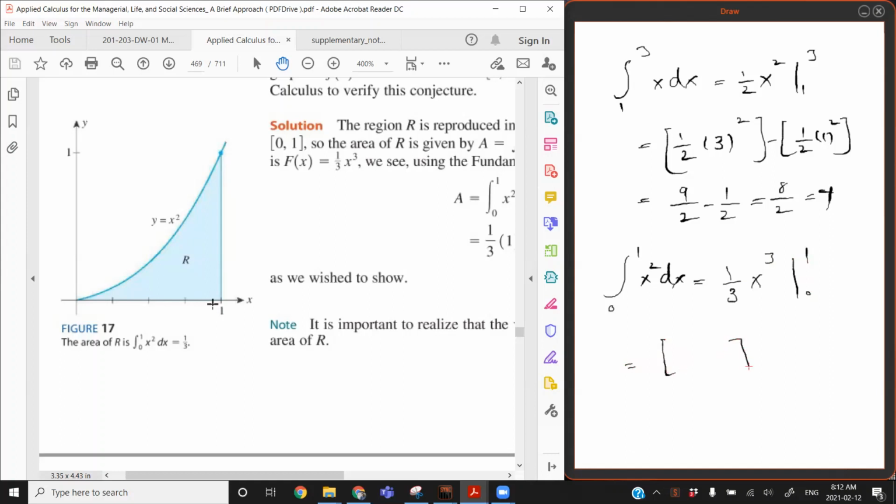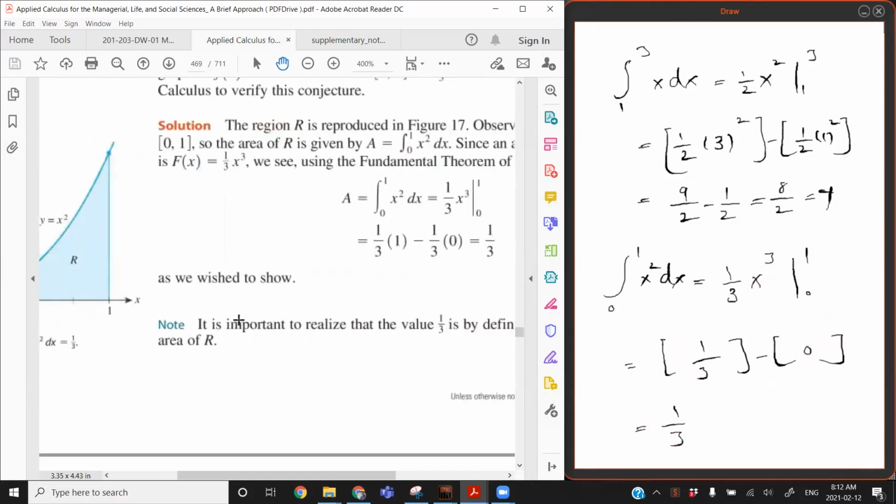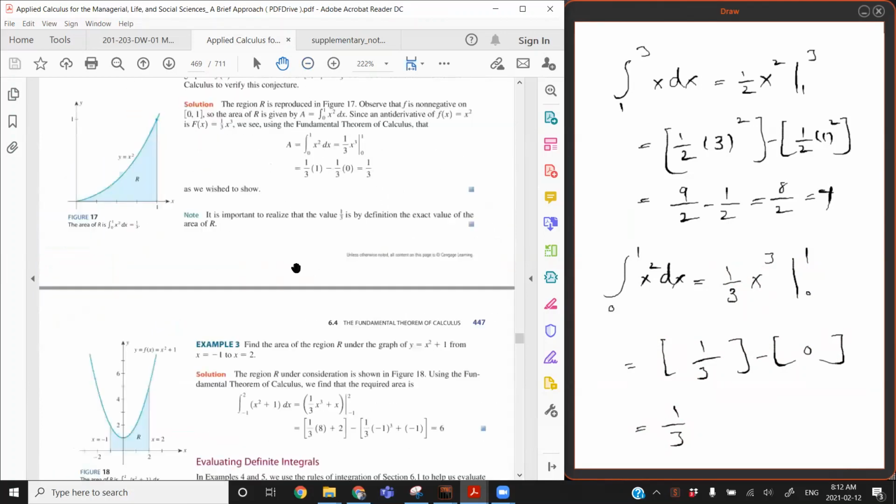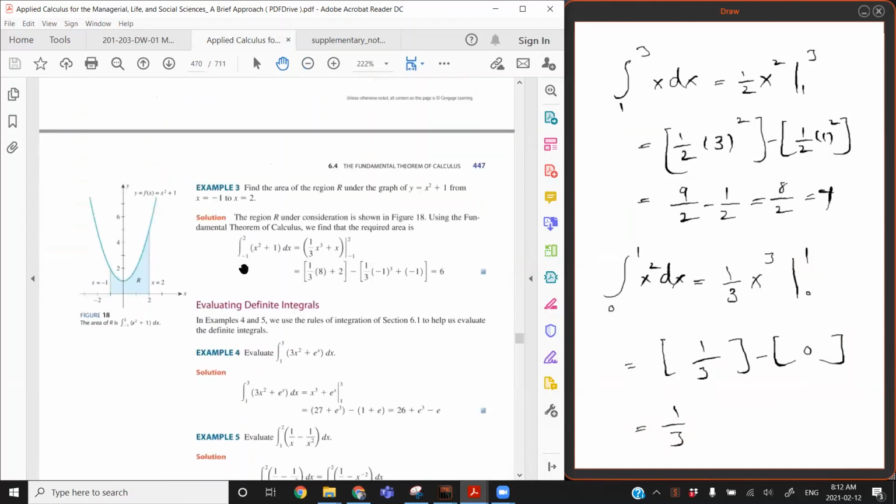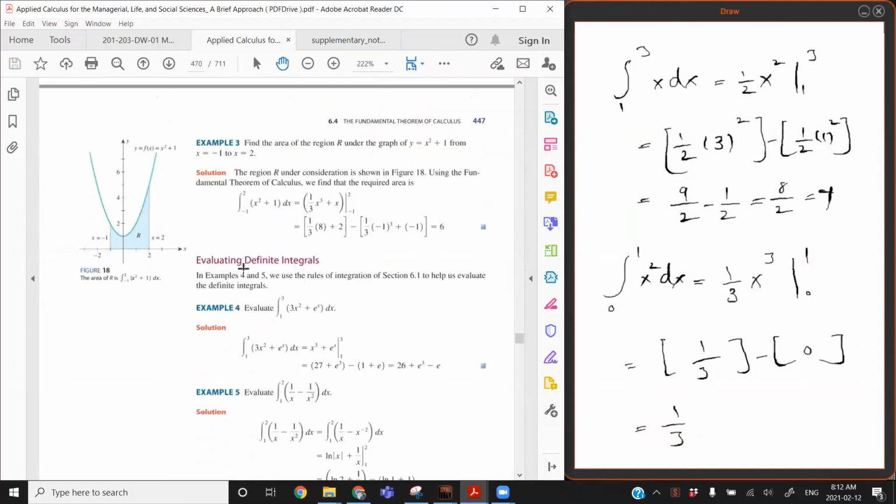Then I need to evaluate this at 1 minus evaluate this at 0. It's very clear. If I plug in 1 into this, I get 1 over 3. If I plug in 0 into this, I get 0. So the area is going to be 1 over 3. It wouldn't be that fast with the Riemann sum. Another example.